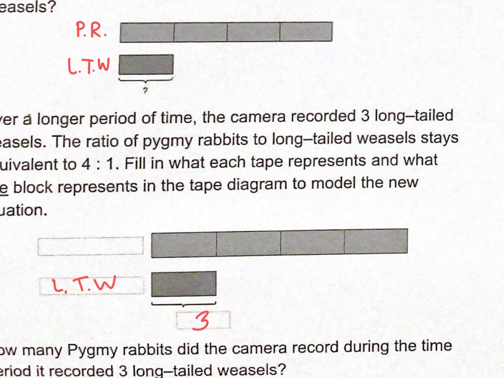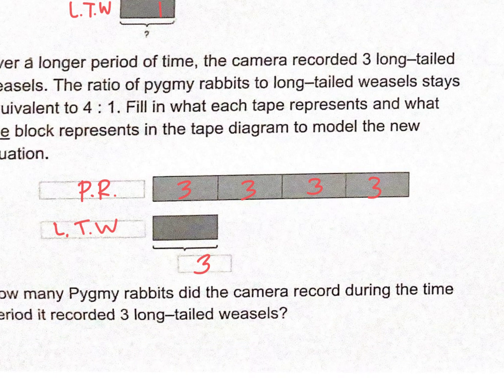If each little box up here all represented 1, because I have a total of 4 to 1, and this one now is worth 3, what does that mean each of these are also worth? 3. So that means my pygmy rabbits are now going to be 12. To answer the question at the bottom, how many pygmy rabbits did the camera record? That would be 12. Did y'all see how that works? That's easy.